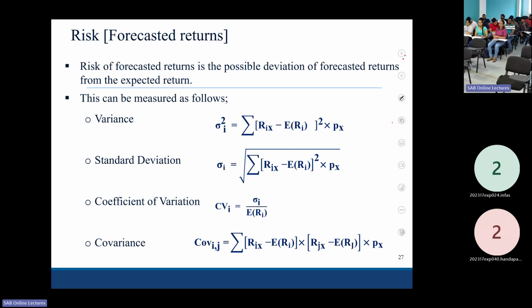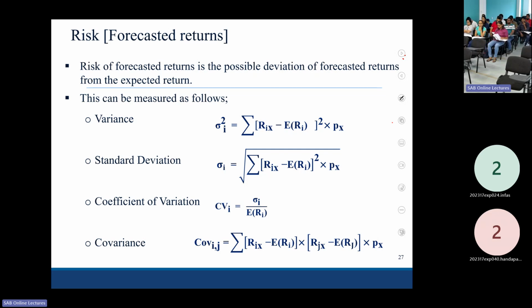By calculating covariance. To calculate the covariance, you need two variables. Covariance you cannot calculate for one variable. You should know two stocks' returns. If you look at this formula, you can see we are measuring the movements of the two stocks x and y, or I and j, or a and b, whatever.